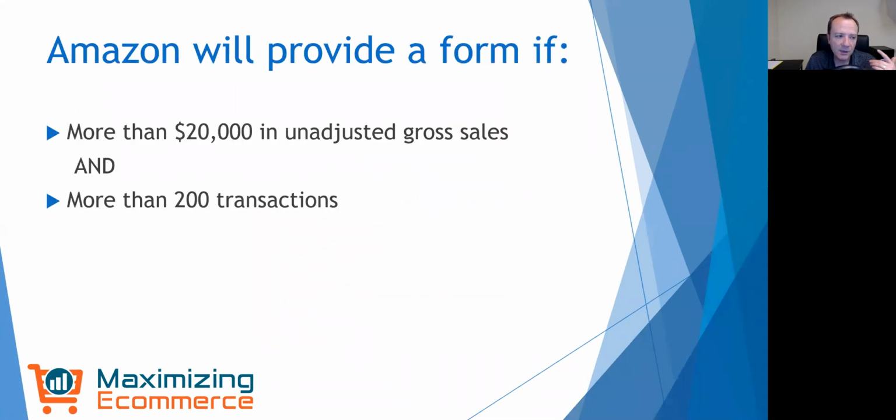Amazon will provide you this form if your sales are $20,000 in unadjusted gross sales and you have more than 200 transactions. Both criteria have to be met, or they will not provide you with the 1099 form. Now, if let's say you have $18,000 in sales, I'm no tax professional, but my tax professional has told me in similar situations that I still need to report that income.